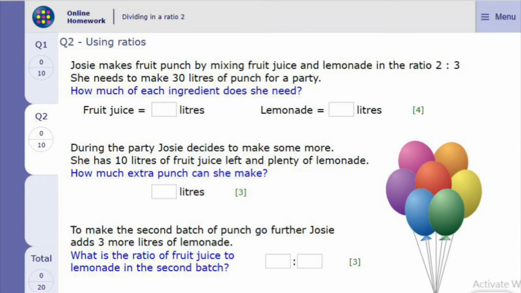Here's what question 2 will look like on today's task. You may have different numbers to this one. However, I'm not going to show you how to do it to the end. I'm just going to give you some tips on how you'd go about answering this 3-part question. The first part, Josie makes fruit punch by mixing fruit juice and lemonade in the ratio 2:3. She needs to make 30 litres of punch for a party. How much of each ingredient does she need?